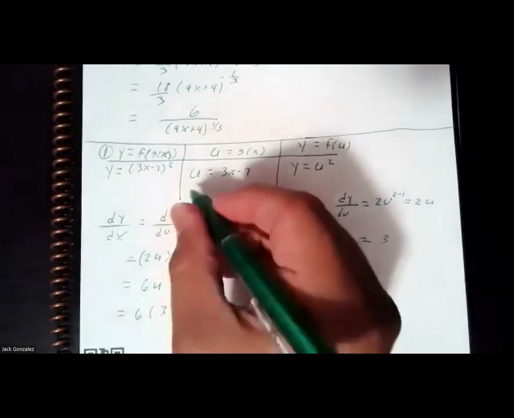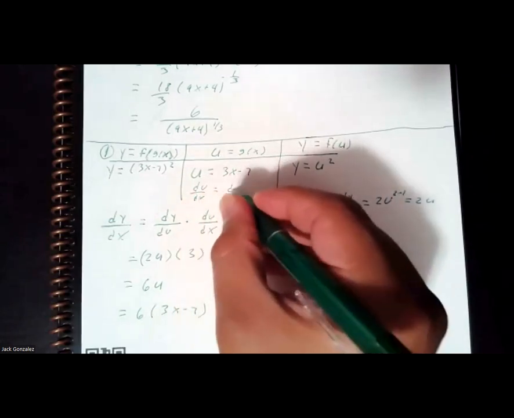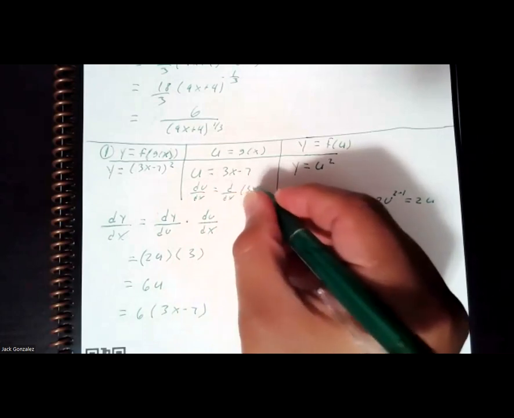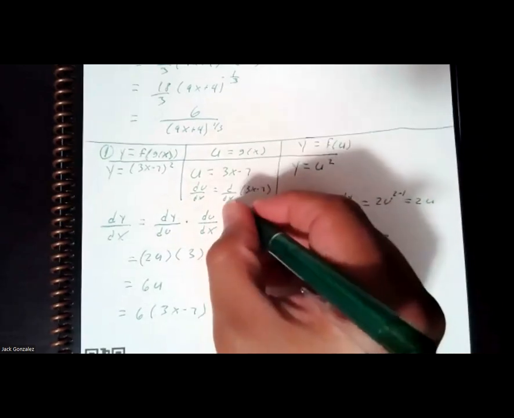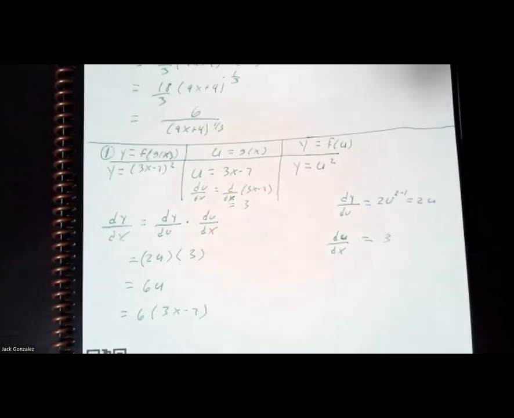Yeah, if you showed the work, it'd be du dx, d dx of 3x minus 7, which is 3. Any other questions on the chain rule for the first 3 problems?